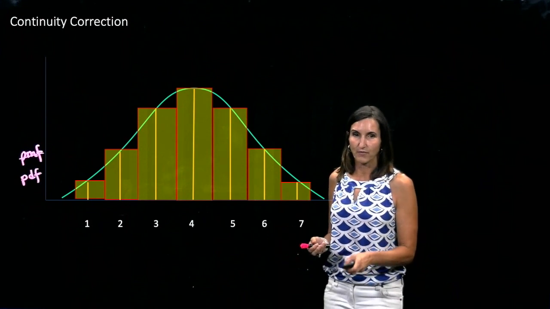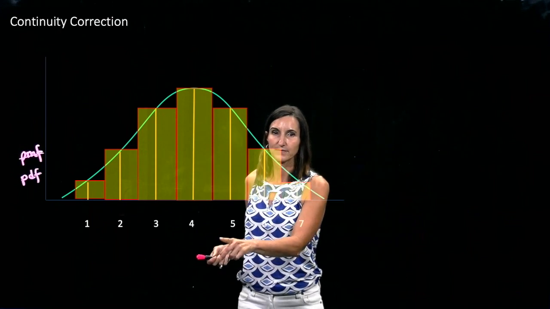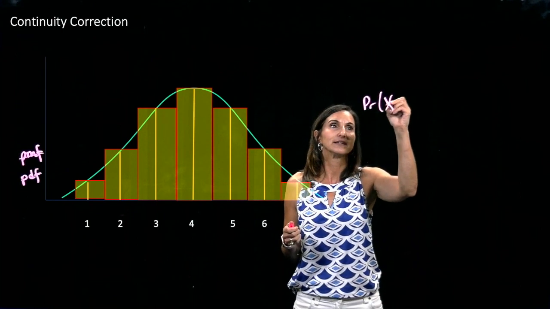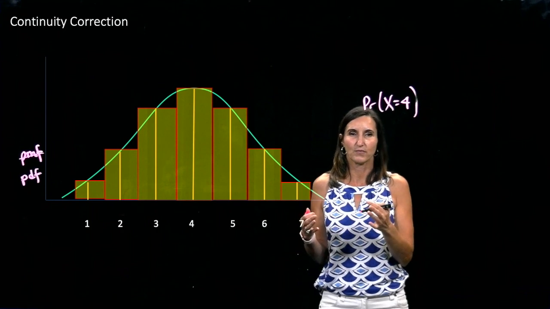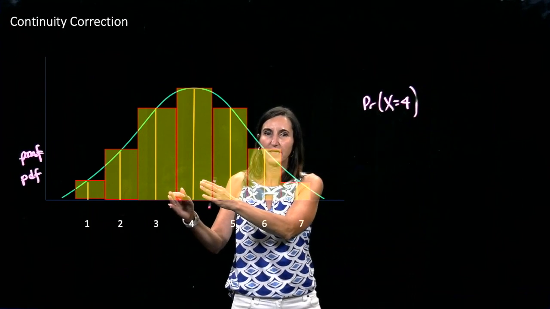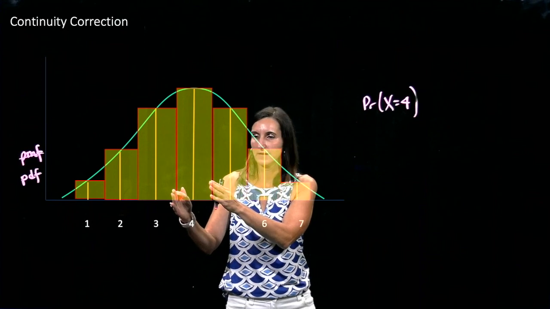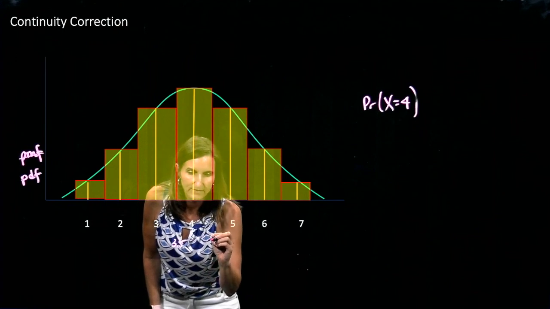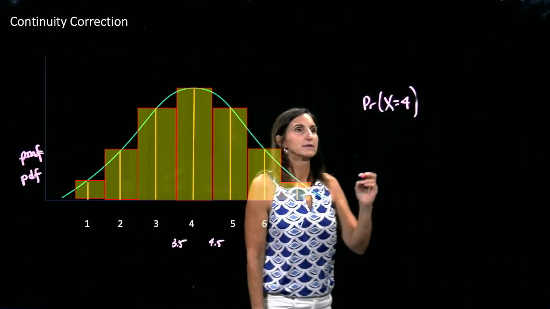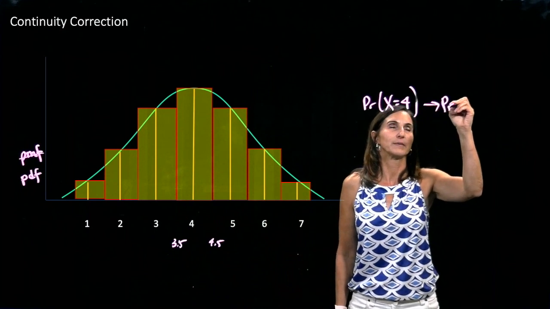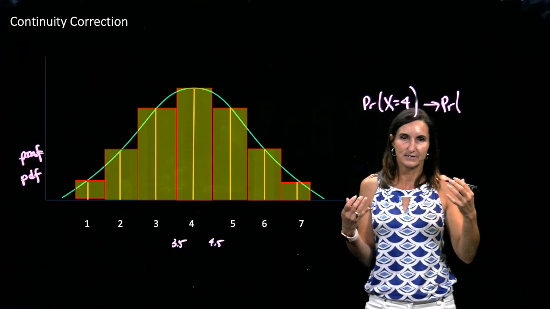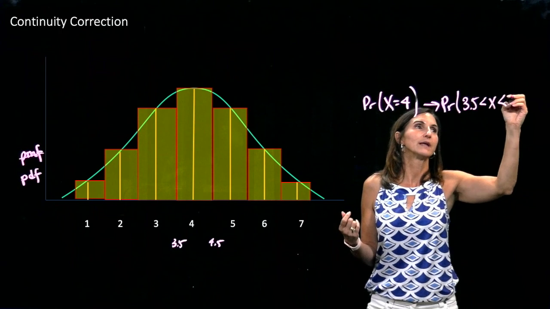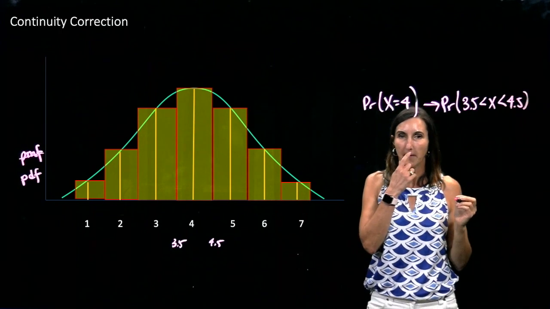Okay, so now if we're looking at the outcome 4, for example, right here, and we want to find the probability that x is equal to 4, if we're looking at the area now, we're going to be looking at the area of this rectangle right here. And we can see that this rectangle actually goes from 3.5 to 4.5. So instead of just the probability of x equals 4, when we're moving to a continuous distribution function, we want to say what's the probability that x is between 3.5 and 4.5.